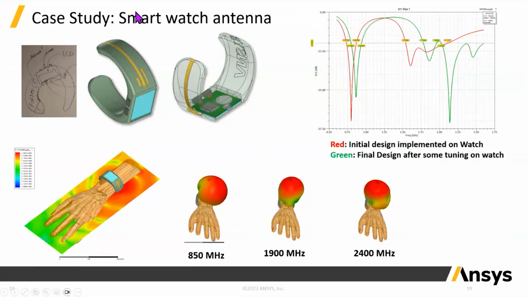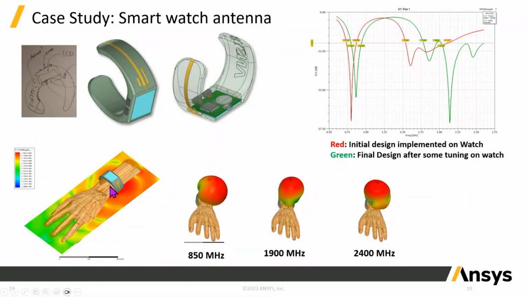So this is another case study with a smartwatch. You can actually draw a picture from your idea, realize everything, and see at what frequencies this antenna is going to work. And you can also see, when the smartwatch is placed on a human body, how the radiation is going to happen at multiple frequencies, and how the FCC specifications or regulations are going to be met.